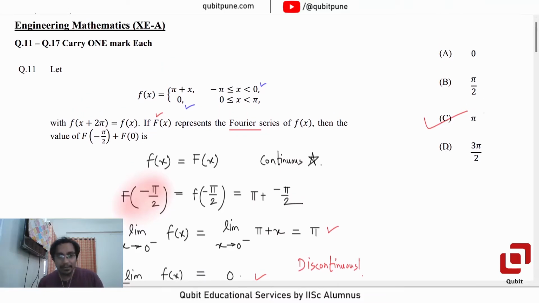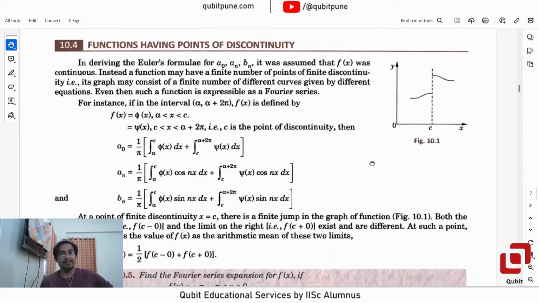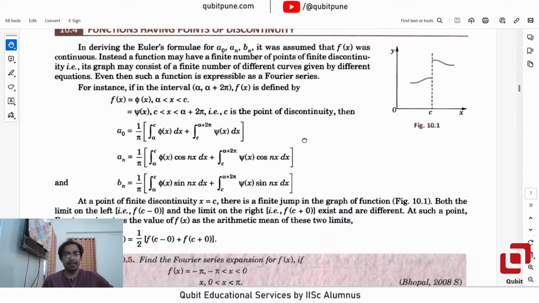Now, of course, I don't have enough time to actually explain why that happens, but I'll explain this using a textbook. This is B.S. Grewal. If you go to the 10th chapter, in my edition, Fourier series, there he talks about functions having points of discontinuity. At a point of finite discontinuity, there is a finite jump in the graph of the function. Both the limit on the left and the limit on the right exist and are different. At such a point, the Fourier series gives the value of f of x as the arithmetic mean of these two limits. So it may be different than the value of the function itself.